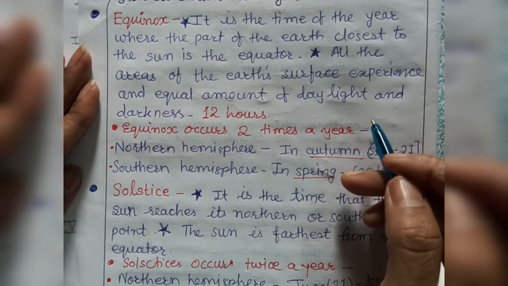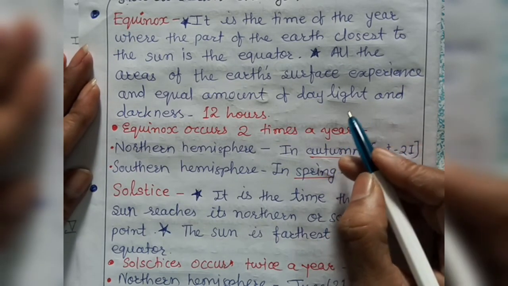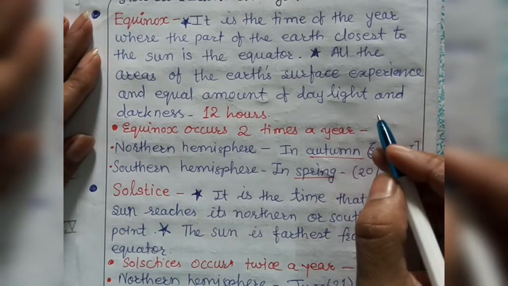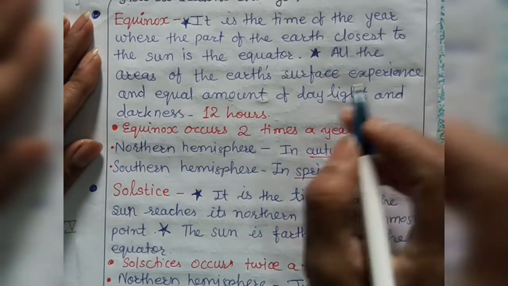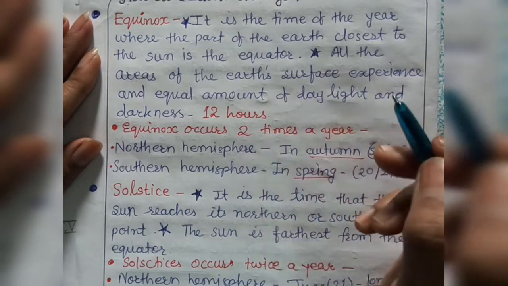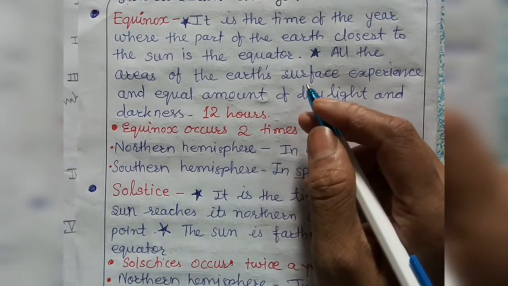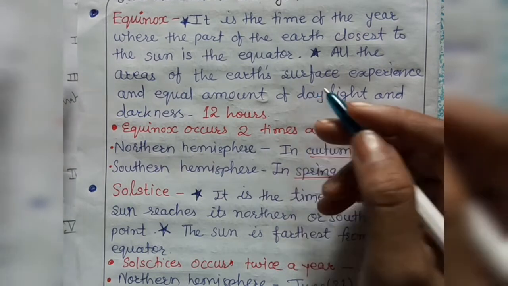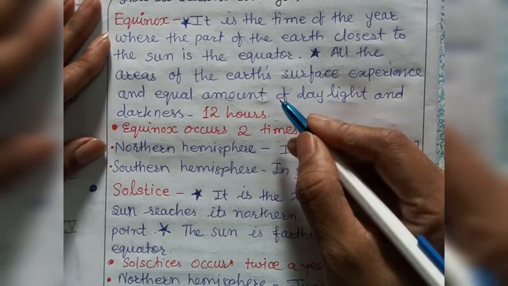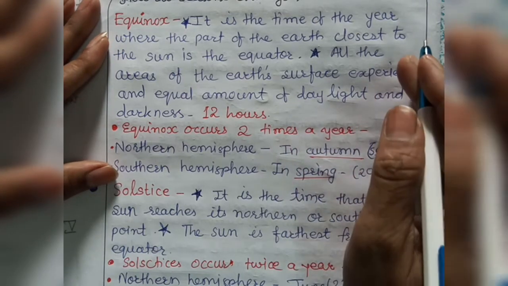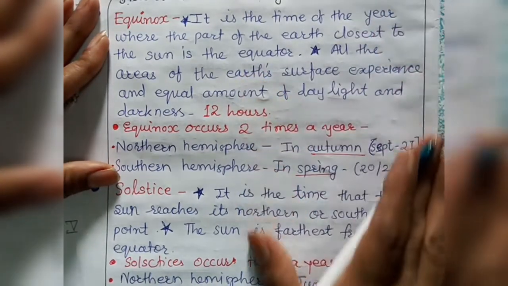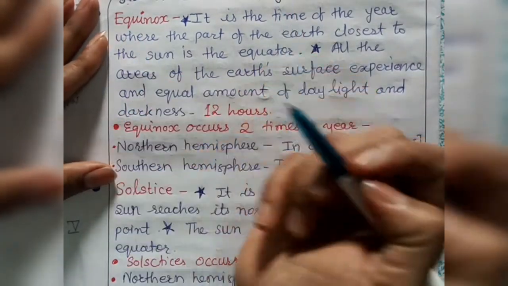Okay, so in our last video we discussed the revolution of the earth and the seasons. Now, before knowing how the seasons change, you should know some terms, that is equinox and solstice. What is equinox and what is solstice, you must know before knowing how the seasons change, which we will discuss in our next video. So here we are going to discuss the equinox and solstice.